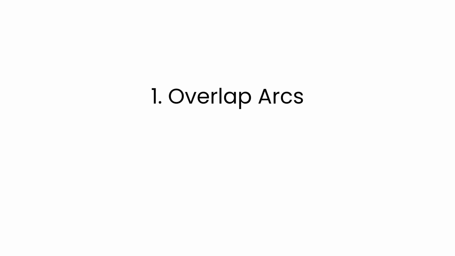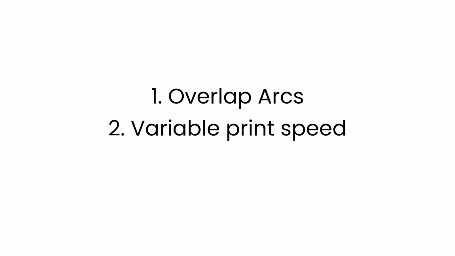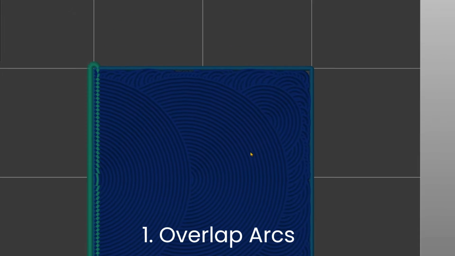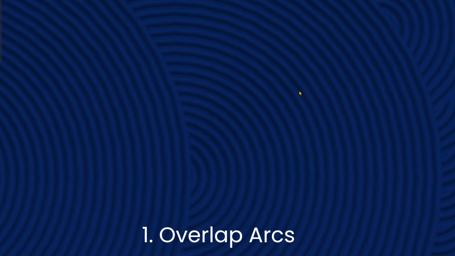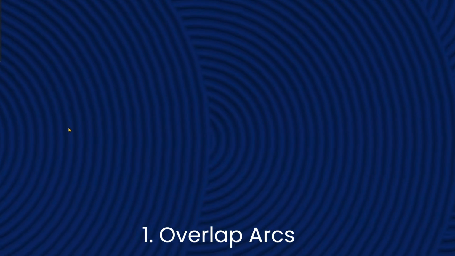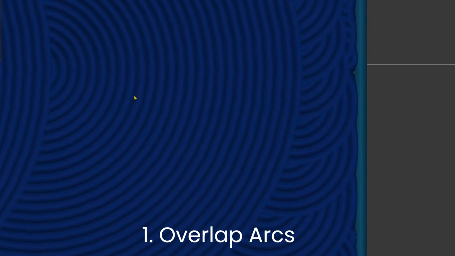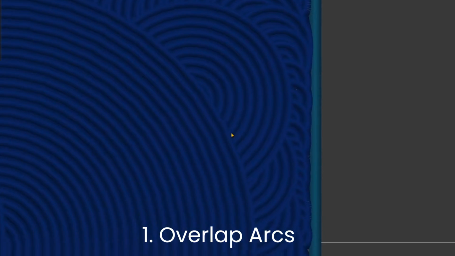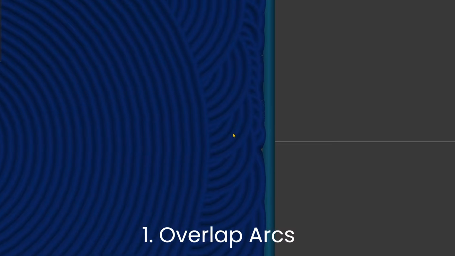So I implemented three ideas that the community suggested to see if we can eliminate all of these micro arcs. The first improvement is to offset the arcs slightly so that the center is actually hidden inside the previous arc. This means that instead of a tiny dot of filament, the first arc is much larger, giving it more time to cool, hopefully reducing the drooping effect.